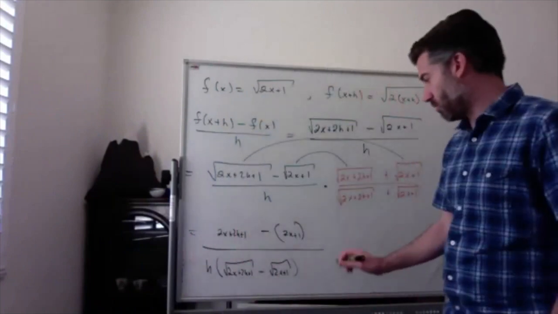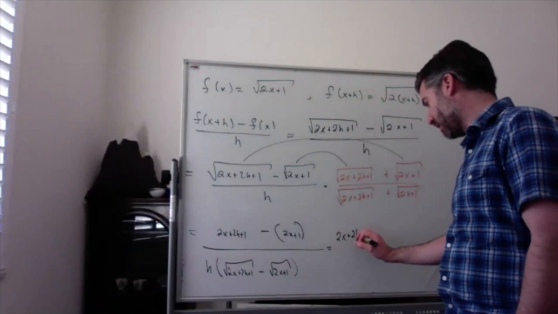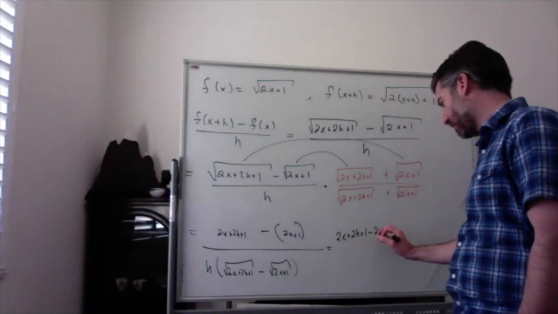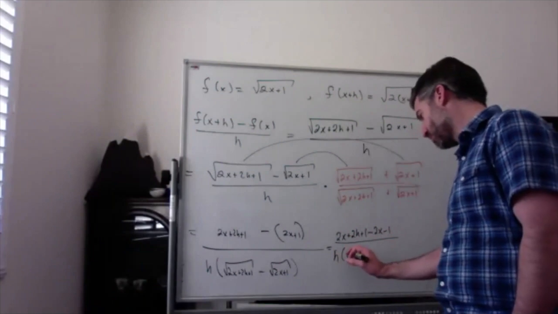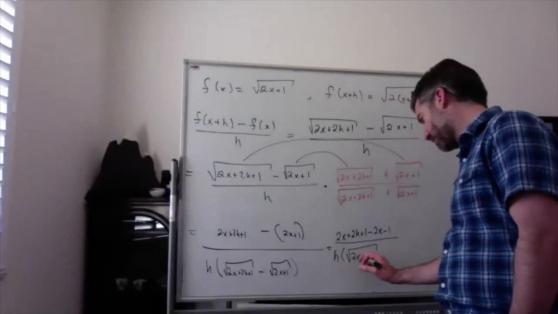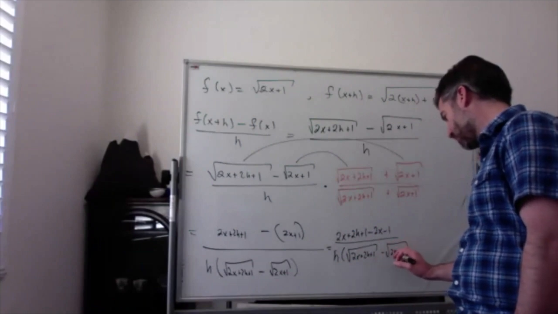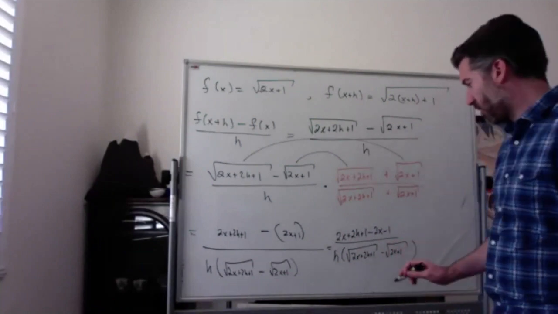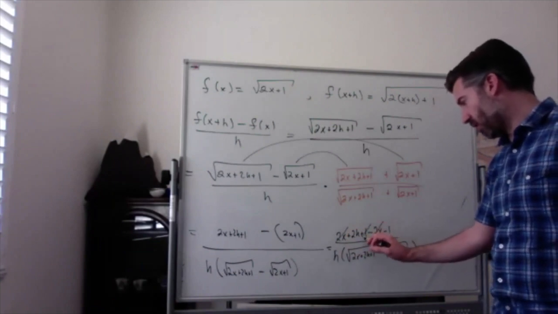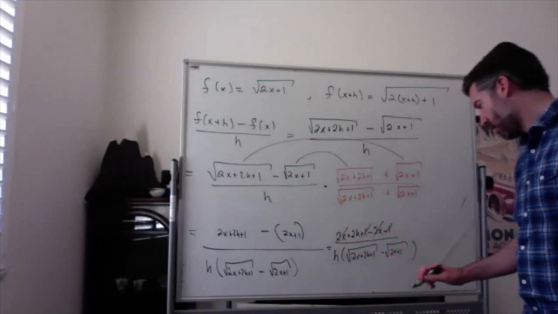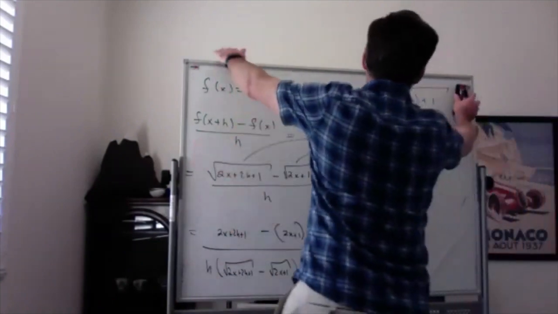So then we distribute the minus sign. We get 2x plus 2h plus 1 minus 2x minus 1 all over h times the square root of 2x plus 2h plus 1 minus the square root of 2x plus 1. And then we can cancel the 2x and the minus 2x, the 1 and the minus 1. And we're left with not a lot of room. I'm going to go up here if that's okay.